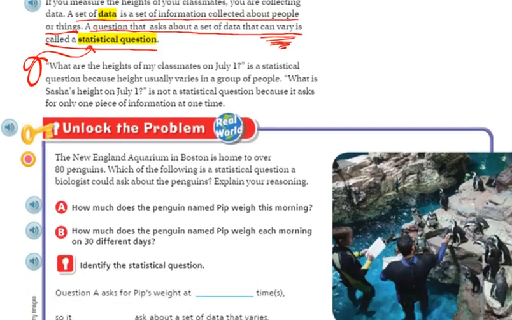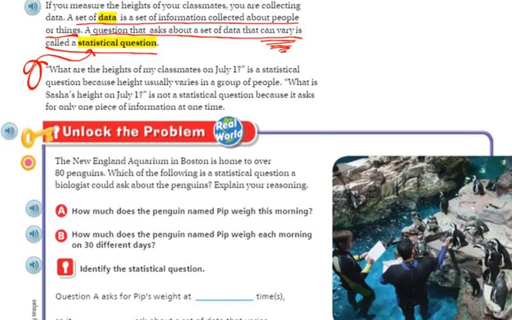So here we go. What are the heights of my classmates on July 1st is a statistical question because height usually varies in a group of people. So if you were to ask your classmates here what their heights were, usually you're going to get a variety of different heights within the room, some taller, some shorter, and so on and so forth. So the answers to that question would vary, so that would make it a statistical question.